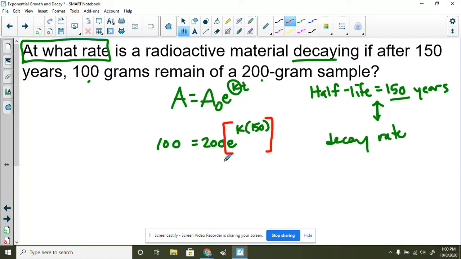So we would have to get rid of the 200. So we're dividing by 200 here, and we're dividing by 200 here. And that gives us, let's call this 1/2 or 0.5, whatever you want, this is e to the 150k.